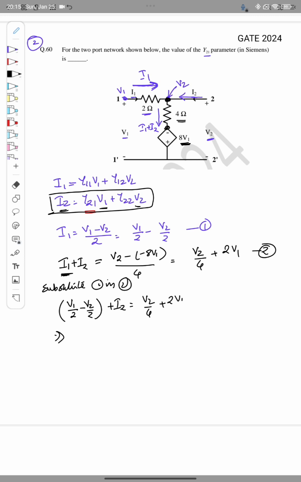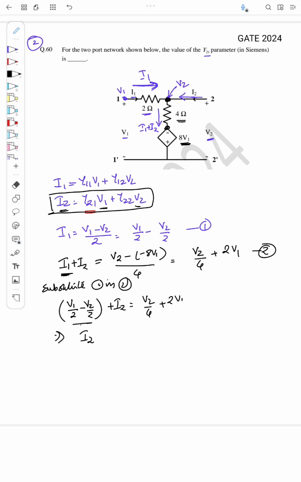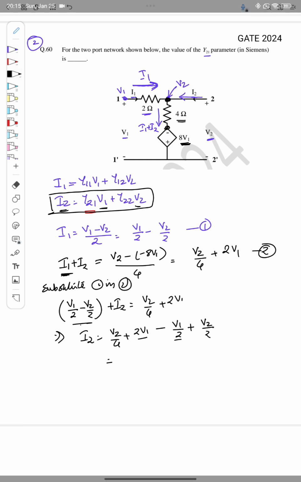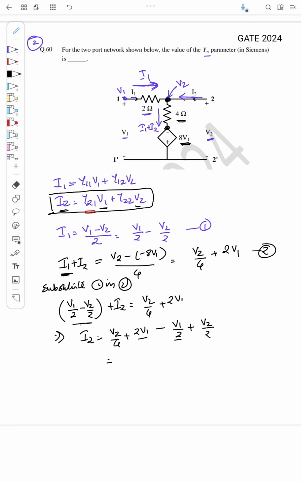So I can rearrange, I can take this term to RHS. So I2 will be equal to V2 by 4 plus 2V1 minus V1 by 2 plus V2 by 2. Right. So I will first club the terms related to V1. So 2V1 minus V1 by 2. So 4 minus 1, 3. So 3 by 2 V1. And plus this is V2 by 4 and V2 by 2. So it will be 2 plus 1, 3. So 3V2 by 4. Right.